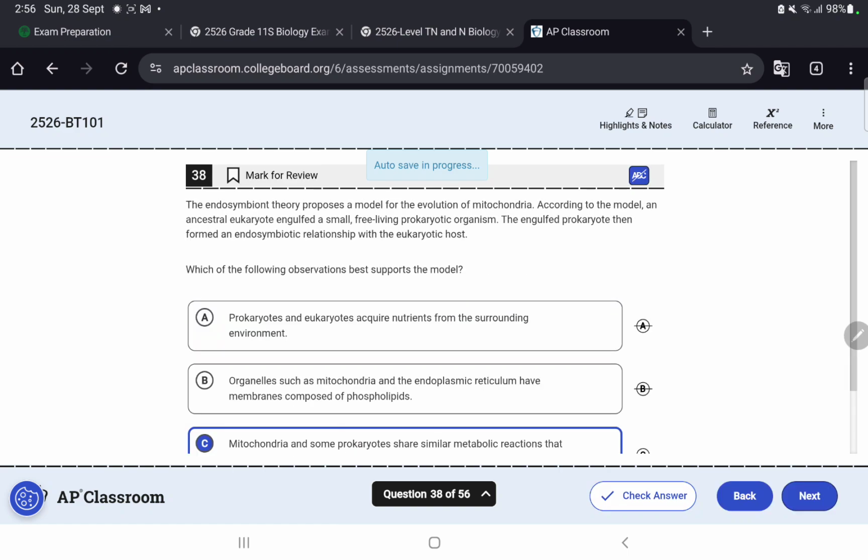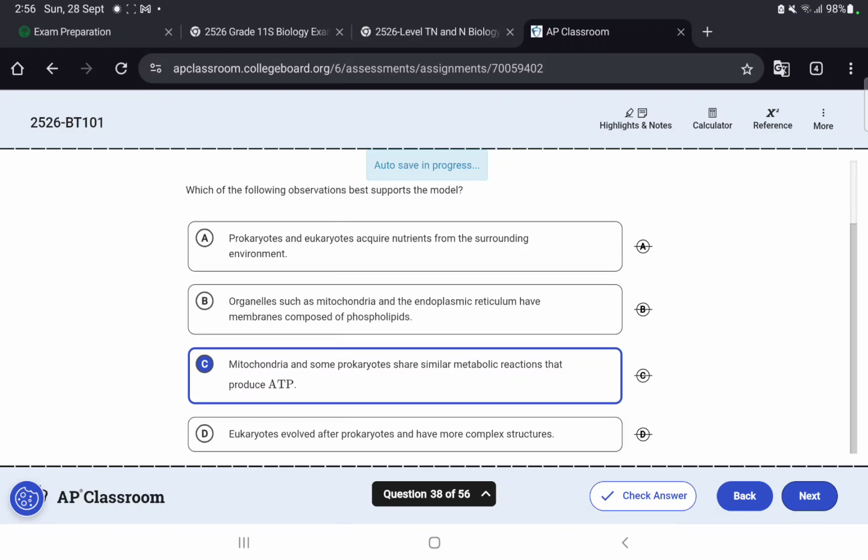Which of the following observations best supports the model? So let's read the model. The endosymbiont theory proposes a model for the evolution of mitochondria. According to the model, an ancestral eukaryote engulfed a small free-living prokaryote. The engulfed prokaryote then formed an endosymbiotic relationship with the eukaryotic host.